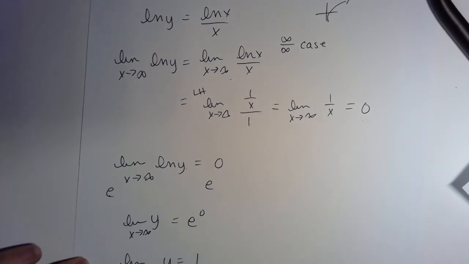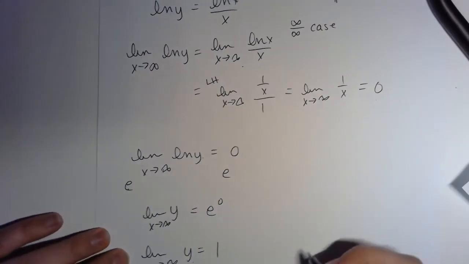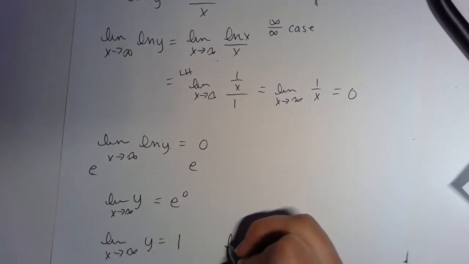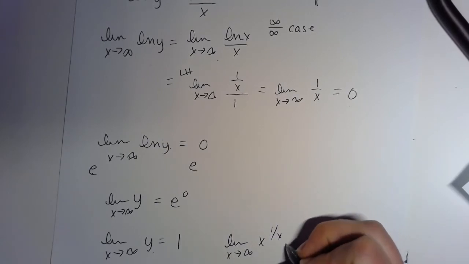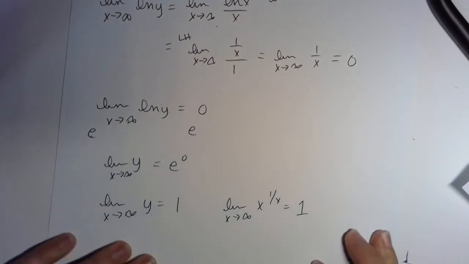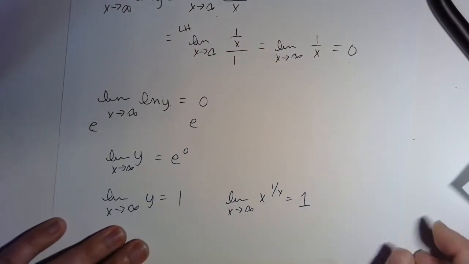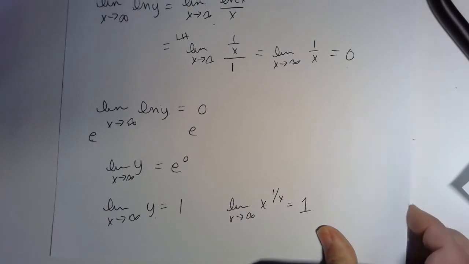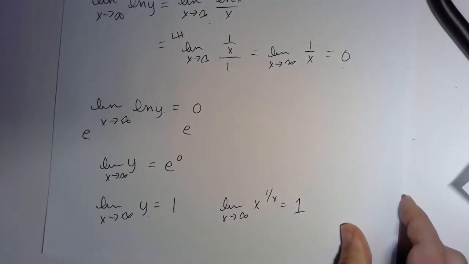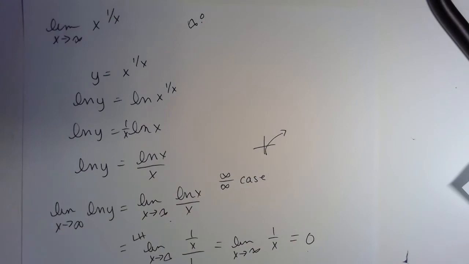My y was this thing, so in the last step I can say the limit as x approaches infinity of x to the 1 over x is also equal to 1. So that is using logs like we did with the derivatives. It's just that this time we're taking the limit. When I have a base and a power, I'm still always going to need a log.